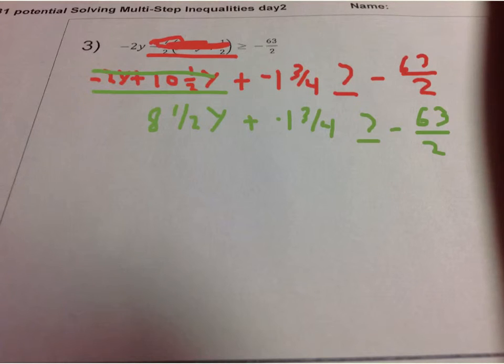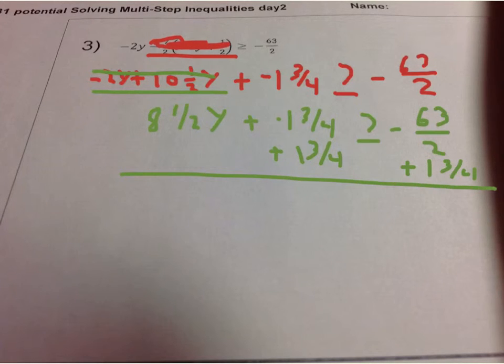Alright, now I'm down to a two-step equation like yesterday. If I want to start away from my variable, one way to think about it is to start with any subtraction or addition. Here we have a negative 1 3/4, or you could think of it as a minus 1 3/4, so you undo that by adding the opposite, which would be positive 1 3/4, plus 1 3/4 on both sides.